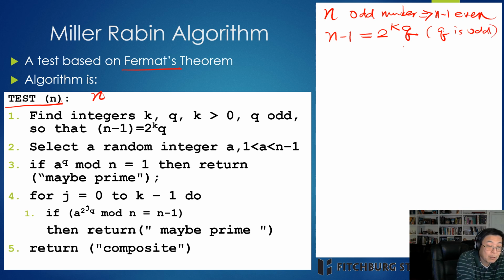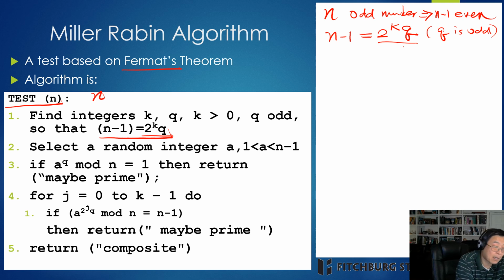That's doable, right? If q is even, then we can factor q even further, and eventually we can always write n minus 1 in the form 2 to the k times q. Okay, so this is actually the first step. For any odd number n, we just factor n minus 1, so n minus 1 is going to look like this.